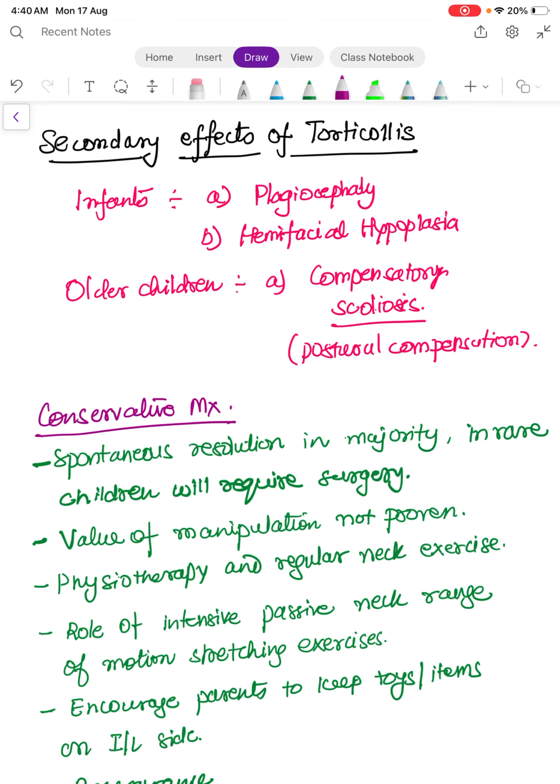So now we will continue with part two of Torticollis. Here we are going to discuss the secondary effects of torticollis. We have already divided it into two age groups: one is the infants and the second is older children. In infants, you will see that two things can occur. The first is plagiocephaly and the second is hemifacial hypoplasia.